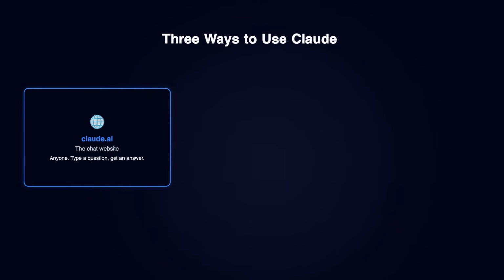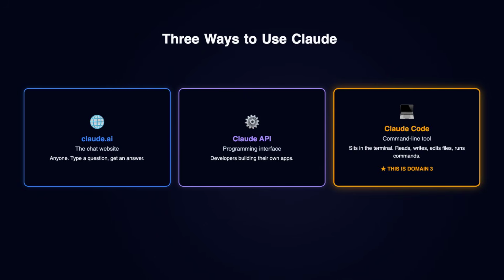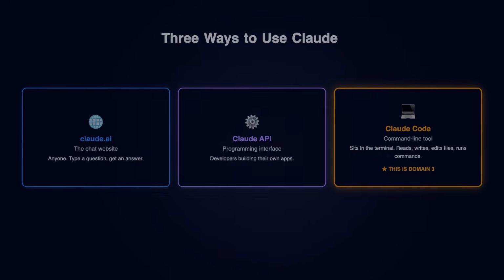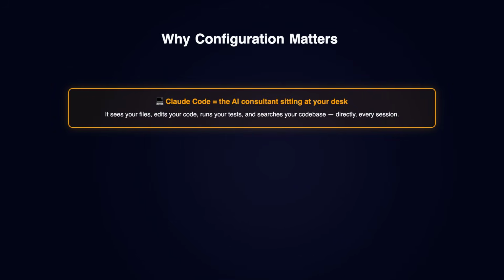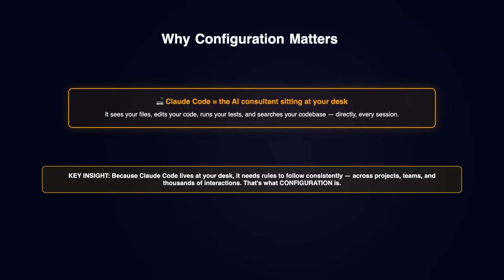Claude shows up in 3 different ways, and they're easy to mix up. Claude.ai is the chat website. Anyone can use it for quick questions. The Claude API is for developers building apps that include Claude inside them. Claude Code is the third way, a tool that runs in a developer's terminal. It can see your files, edit your code, run your tests, and search your codebase. Think of Claude Code as the AI consultant sitting right next to you at your desk.